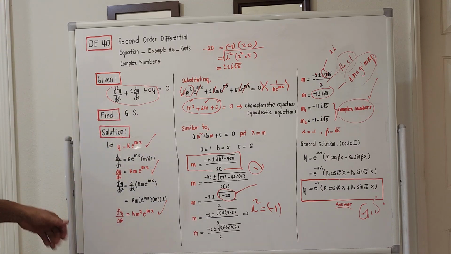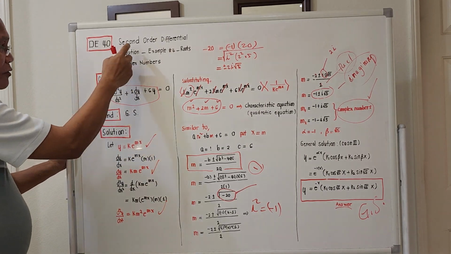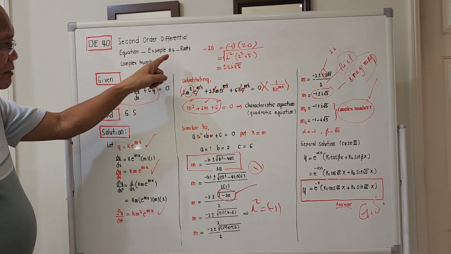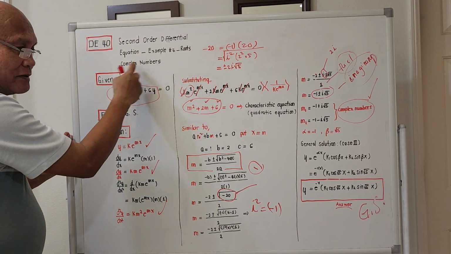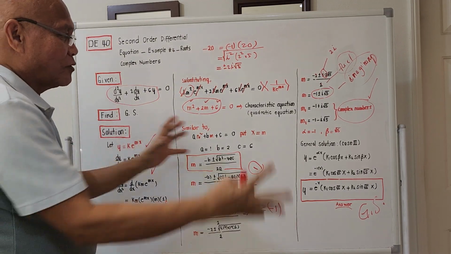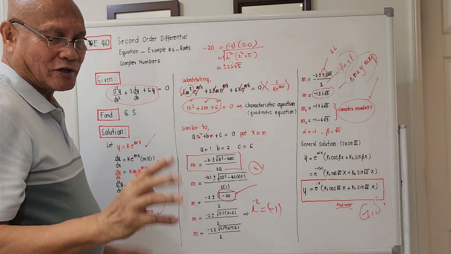This is a long video, DE number 40, second order differential equation, example number 4, in which the roots are complex numbers. This is the complete solution if the resulting roots are complex numbers.